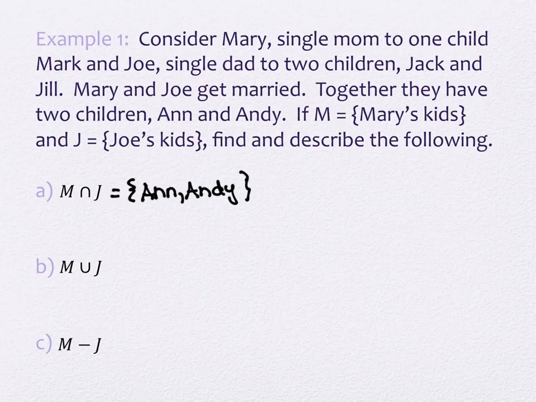What's the description here? What did you do to figure out Anne and Andy? Why was it them? Yeah. This is the kids we'll call it shared, right? Or the kids they had together, right? The kids that joined them after they got married. Whatever description you want, those are all good ones.